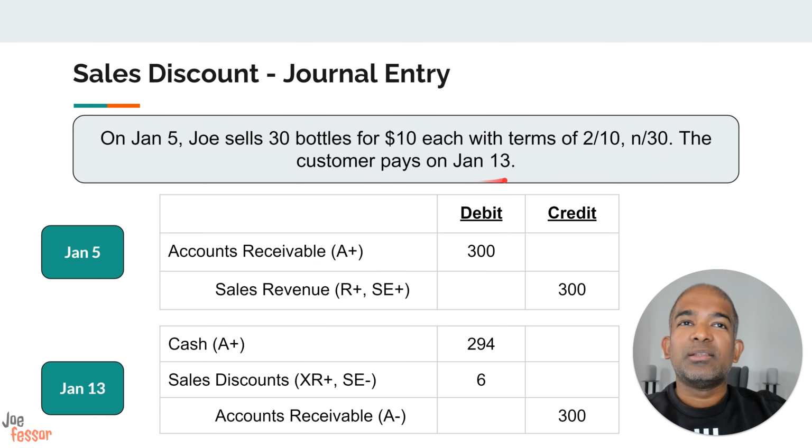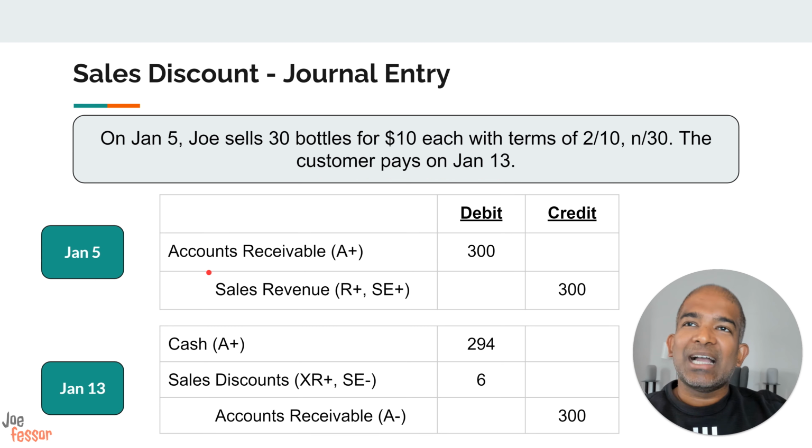Because the customer pays on the 13th of January, it falls within the first 10 days. Okay. So if the customer had paid within the first 10 days, he would get a discount of 2% on the whole $300. 2% of $300 is $6. So the customer would pay only $294 because he's paying on the 13th of January.